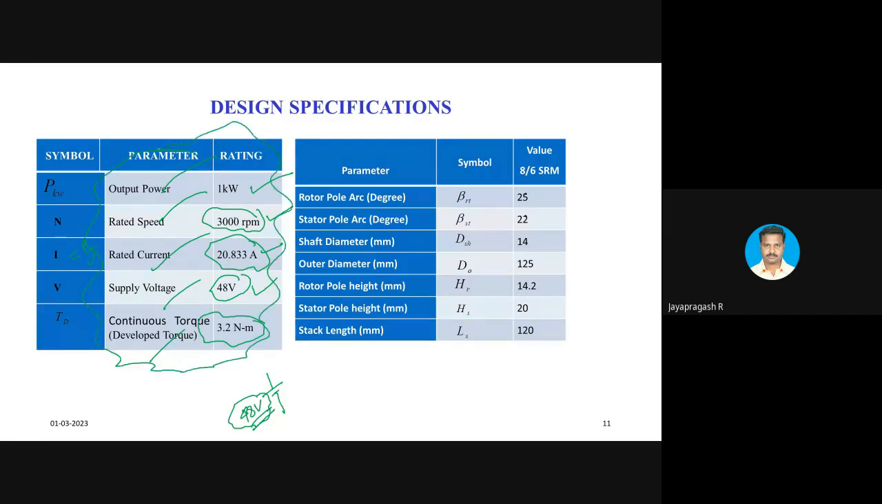Using these electrical specifications, we obtained the mechanical specifications of the machine by using the standard procedure given in the book Design and Analysis of Switched Reluctance Motors by Professor R. Krishnan. We just used it and we obtained the rotor pole and stator pole dimensions. All the mechanical parameters are obtained: outer diameter, shaft diameter, pole height, stack length. All these parameters are obtained using the standard procedure available in a textbook.